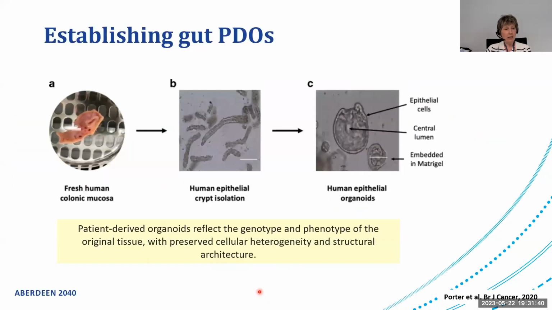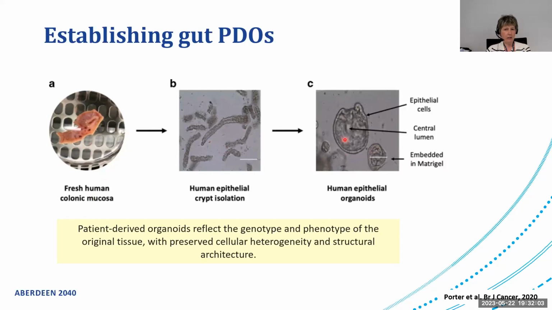And it's not just in the breast world that people have looked at establishing patient-derived organoids. This is some work from a former colleague who used to work alongside me at the University of Aberdeen, who is interested in the gut. They were able to take colonic mucosa and isolate the crypts from the colon. You can see here the crypt isolation.